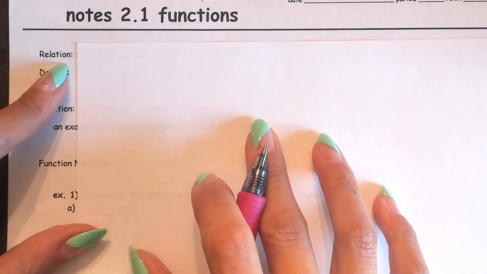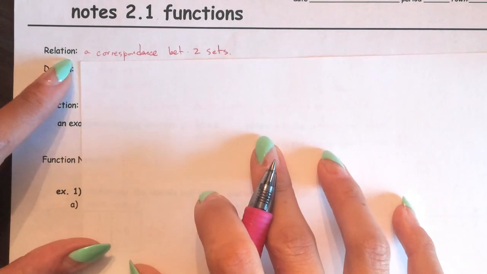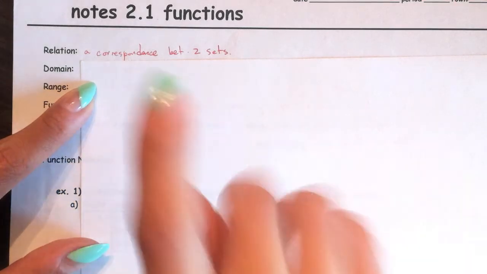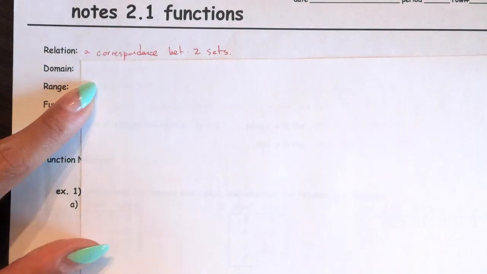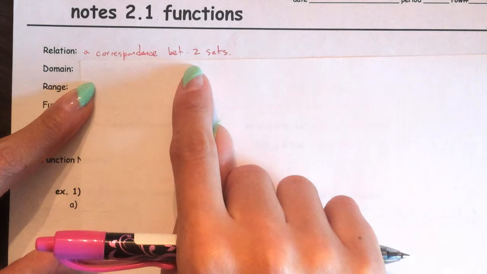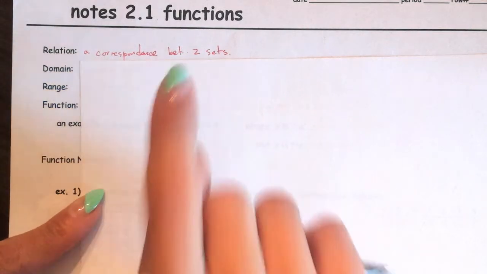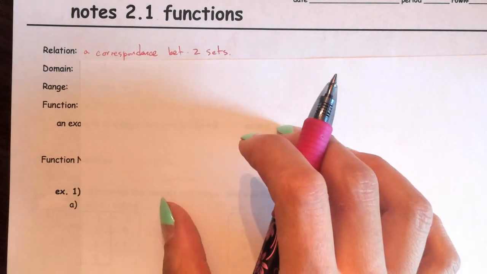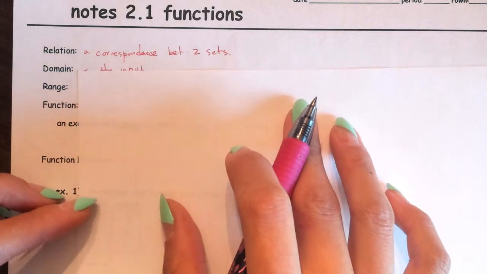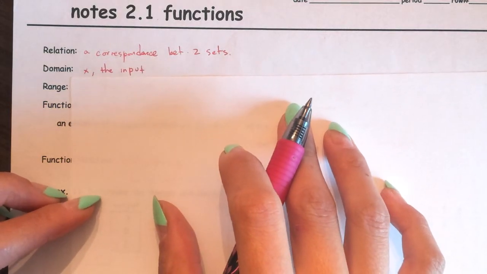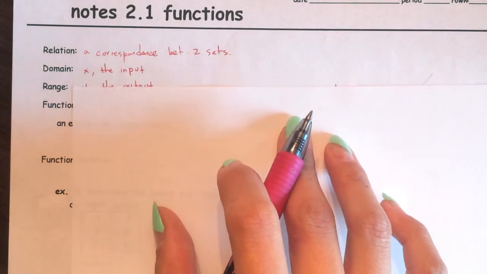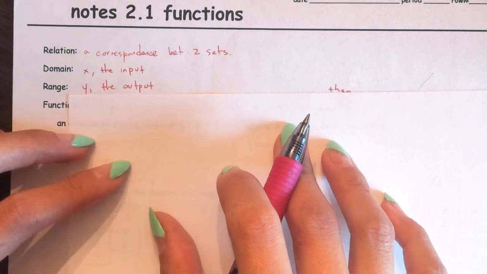So what is a relation? A relation is a correspondence between two sets. Sorry that my writing's a little bit messy in these notes. These are literally meant for me. So it's a correspondence between two sets of data, let's say. A domain, domain is X, which is input, range is Y, which is the output.